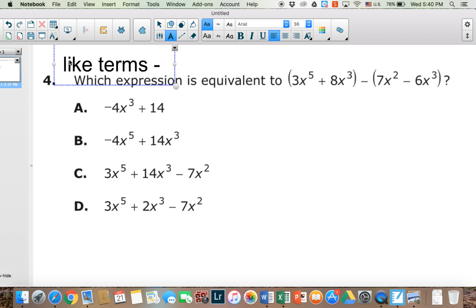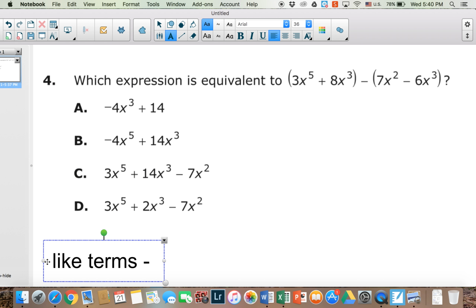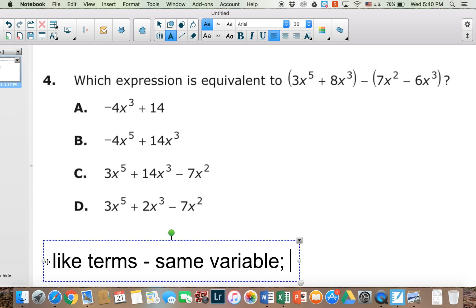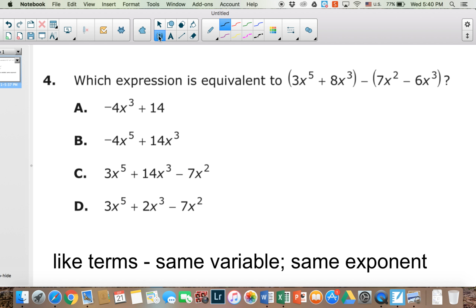And there's two things that we've identified in class. Hopefully when I say them, you already know them. But the first thing we focus on is the same variable. And the second thing that we want to make sure of is that we have the same exponent, because we know that x and x squared are not the same thing. So we can't just combine them. We can't just add everything.